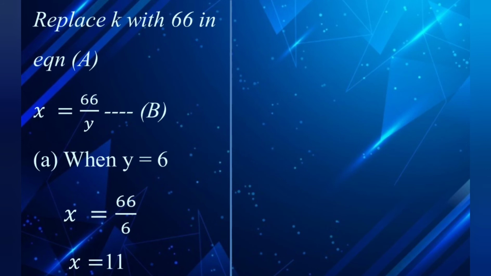In part B of the question, you're asked to find y when x is equal to 4. To do that, replace x with 4 in equation B. Therefore, equation B will become 4 equal to 66 all over y.